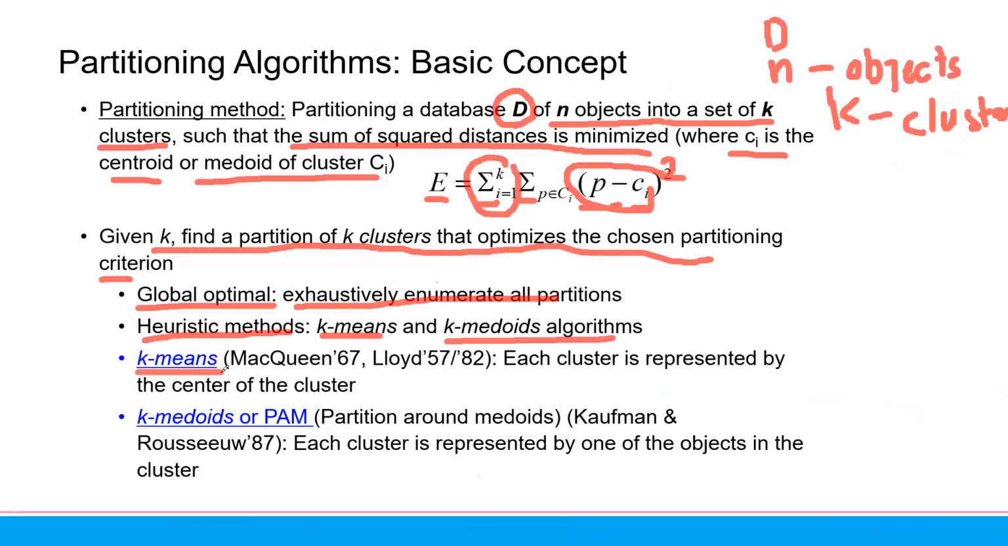K-means was developed by MacQueen in 1967, so it's a very old method. Actually, there's also another method from 1957, but it was very basic. And there's also another development of k-means. We call it k-medoids, or later we'll learn about partitioning around medoids. It was developed in 1987. Its cluster is represented by one of the objects in the cluster.